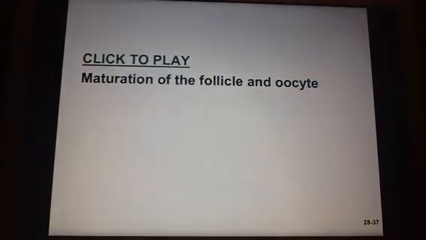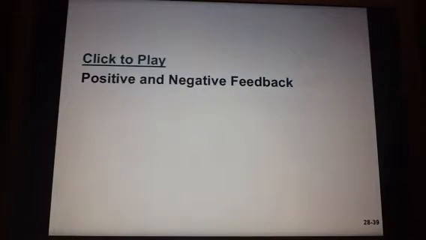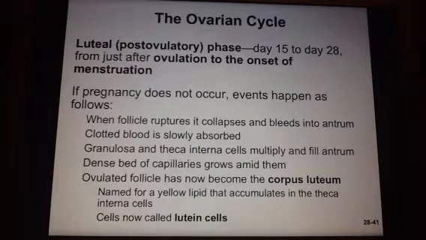I would definitely encourage you to go through each of these animations. And let's move on to the post-ovulatory phase, day 15 to 28, just after ovulation, and then all the way to the beginning or the onset of menstruation. If pregnancy doesn't occur, then the following is going to happen.